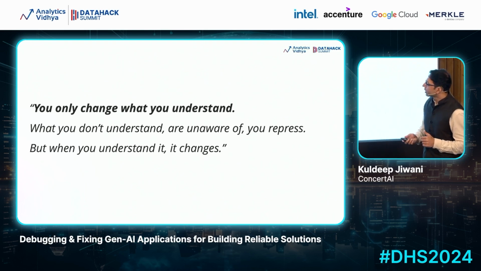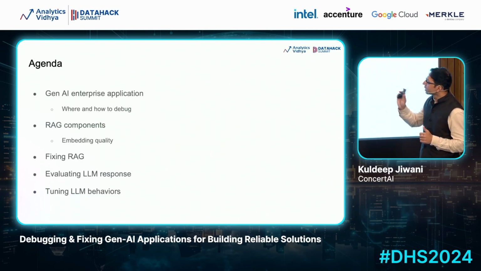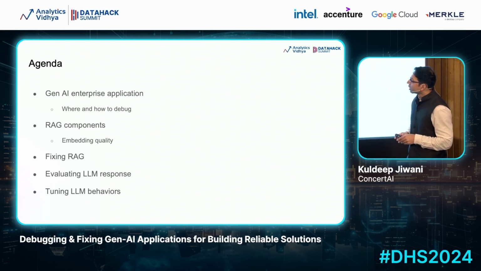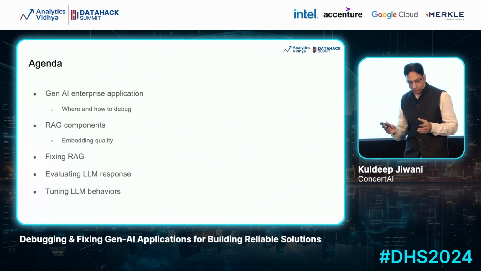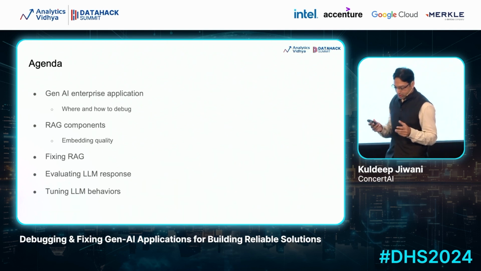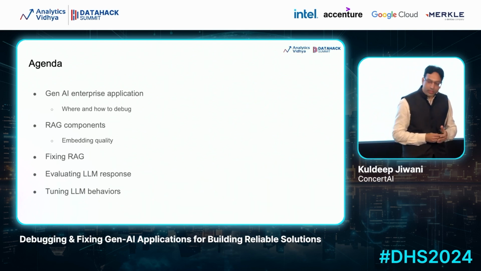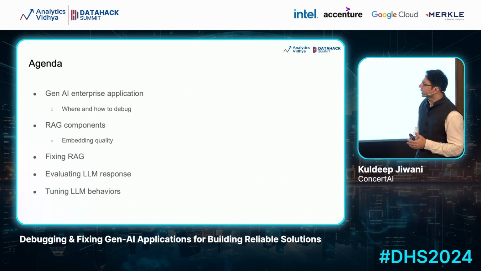With that thought, I'll give you the key agenda for today. I'll talk about how to look at an application in general, and how to look into the internals: which part is doing what, how to go inside, and how to debug. I'll focus on two key aspects. One, the RAG part, because that is something we need to focus more on, as we don't have an out-of-the-box solution for it. There are lots of things out there, but none of them work very easily.